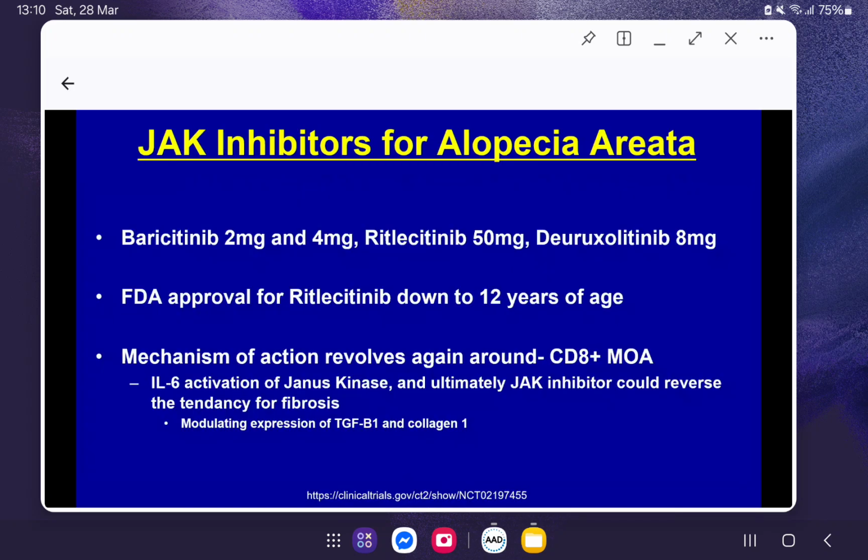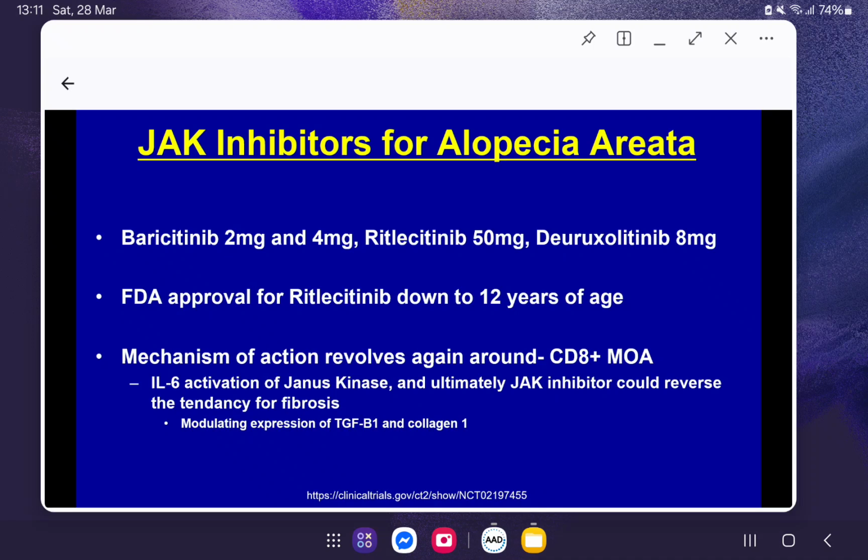So that's atopic dermatitis. Now let's move to alopecia areata. This year now, I can tell you we have 3 FDA-approved treatments for alopecia areata. Last year, I only told you about 2. So since last year, we now have a 3rd. You're going to hear more about hair later, so I'm not going to spend too much time on that. You'll hear from Jerry Shapiro, who's a guru in this, a little bit later. But baricitinib, ritlecitinib, and deuruxolitinib, all 3 FDA-approved for alopecia areata. Please keep in mind, ritlecitinib 50 milligrams is the only one approved down to the age of 12.